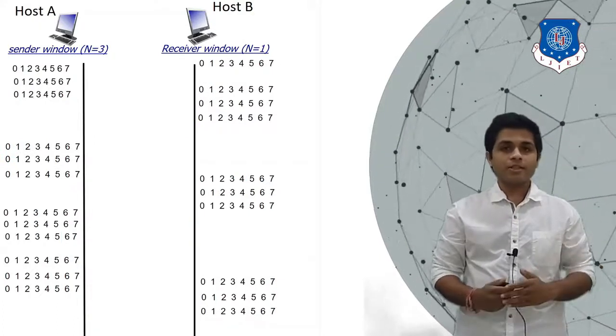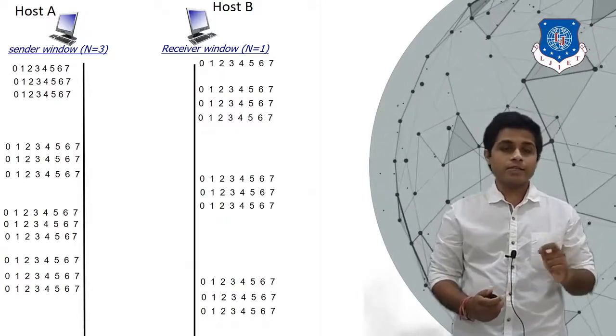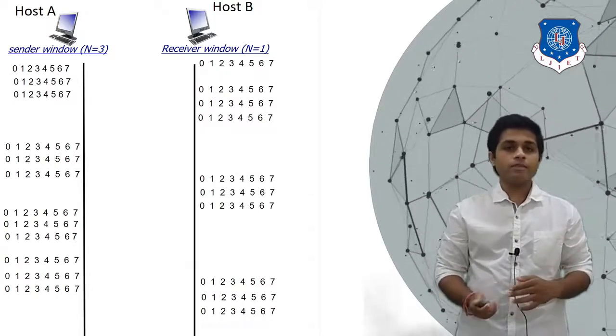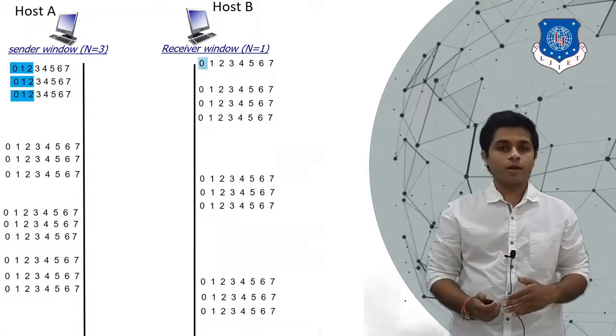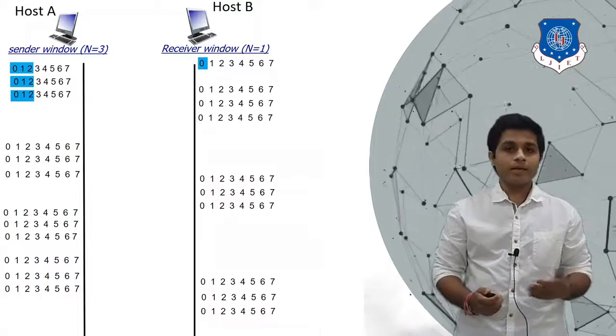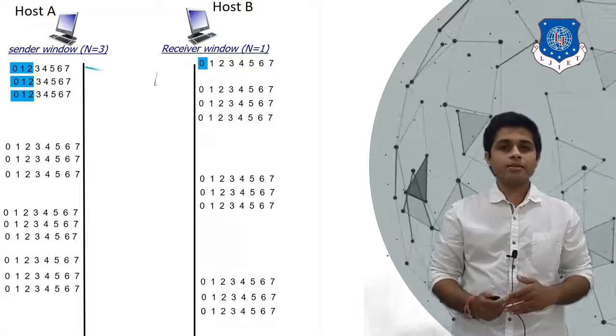Again this is go back 3. We know that N represents the size of the sender's window. So the sender window is 3. And in go back N, the receiver's window will always be 1. Now we know that B is expecting packet 0. A will send packet 0.